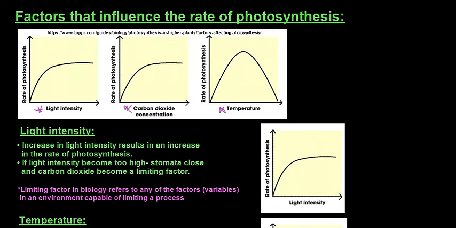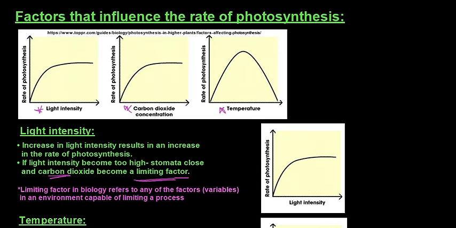But everything has an optimal amount that works best. As soon as you pass that optimal amount, something is going to inhibit the process from occurring as properly as it should, and it then will slow the process down. So in this case, if light intensity becomes too high, the stomata of the plant will close, which means that there's no carbon dioxide coming into the plant anymore, which is a requirement for photosynthesis, and carbon dioxide then becomes a limiting factor.